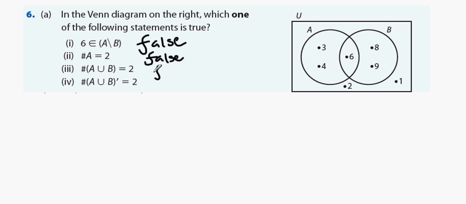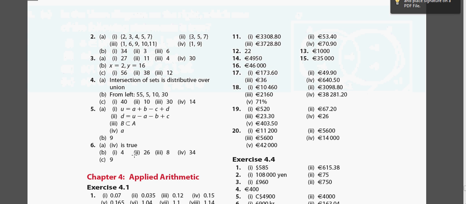That's false as well. And finally, the cardinal number of A union B complement, everything that's outside of A union B, is 2. That's going to be true. It's going to be this one and this one, which is going to be true. So we have false, false, false, and true. Number 4 is the only one that is true, so that's fair enough. Okay, next part.